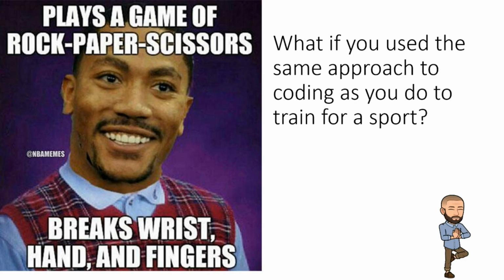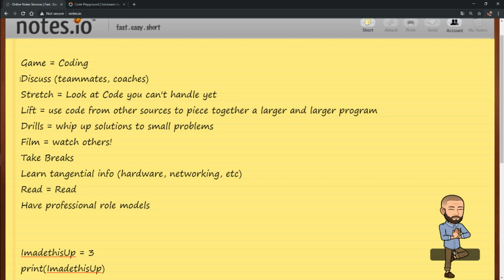The basis of this is I just thought, what if you use the same approach to coding as you do for training for a sport? So what do people in sports do to become better at that sport? Well, there's a lot of things. So here I'm going to say the game is coding. And being part of a team and playing a game is one of the greatest rewards I've ever experienced in life. What are some of the things I did?